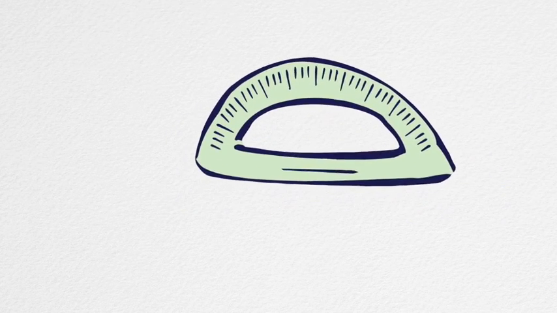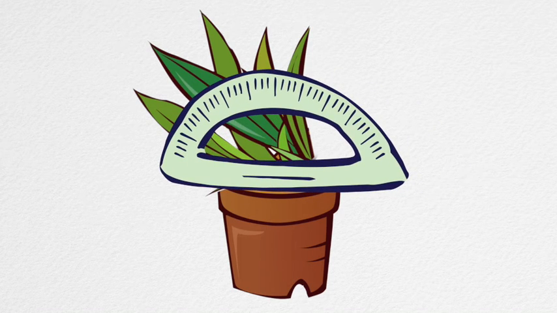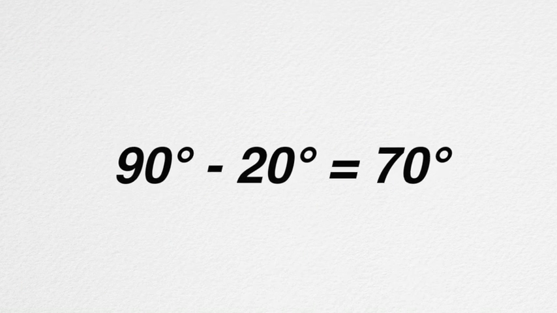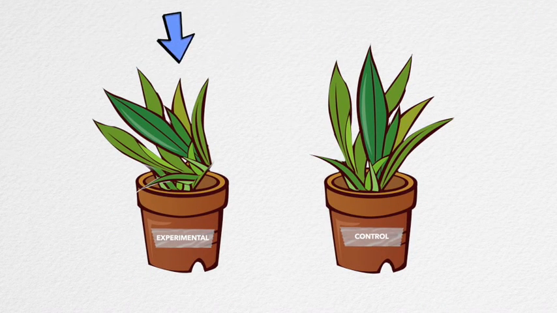To find change in angle, you will use a protractor to find the angle the plant makes with a flat surface at the base of the stem, and then find the angle the tip of the plant makes with the same flat surface. Next, subtract the base angle from the tip angle to get change in angle. You'll do this again for both the control group and the experimental group on day 1 and day 10.